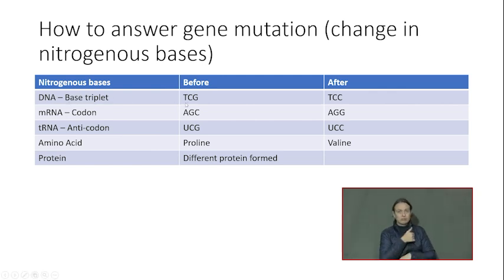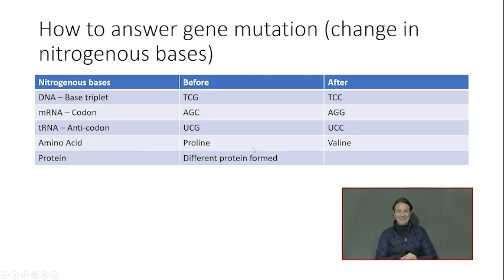The DNA-based triplet TCG changes to TCC. The mRNA codon changes from AGC to AGG. Then tRNA, think of its function: the anticodon on tRNA is UCC, because we want the one that is going to be brought. It's not proline, it's going to be valine. So the anticodon on tRNA will bring valine, which is in the after, instead of proline, leading to the formation of a different protein.